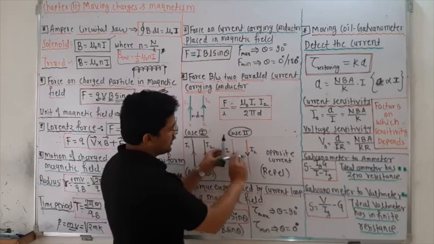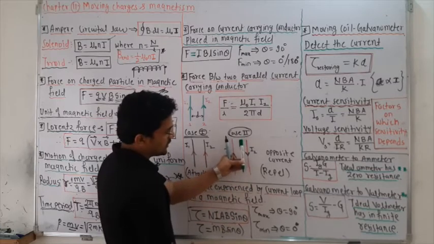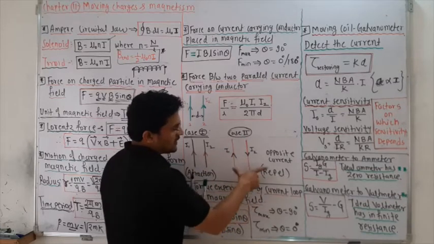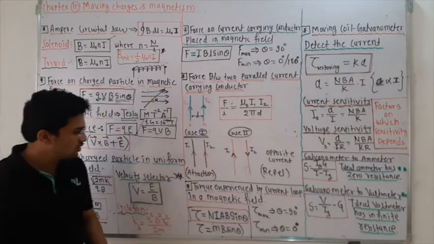Suppose in one conductor the current is opposite, upward and downward. Then the conductors will repel each other. So remember these two cases.